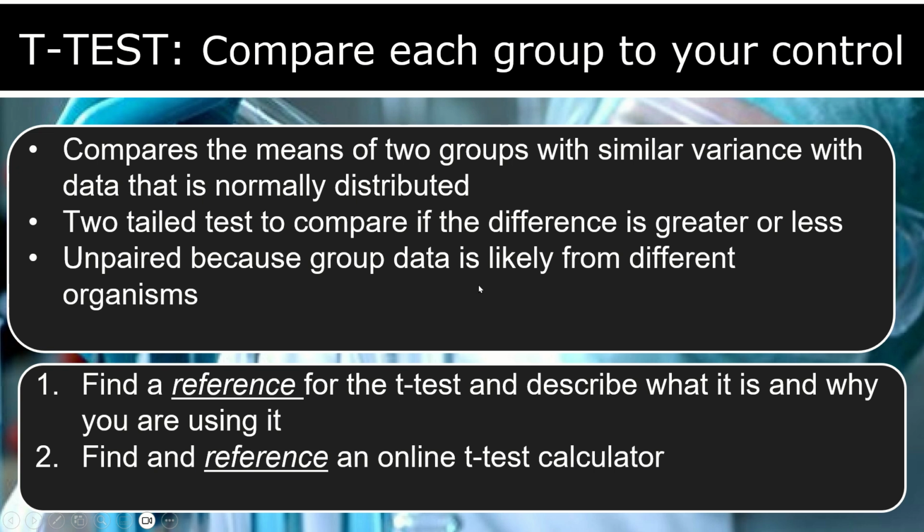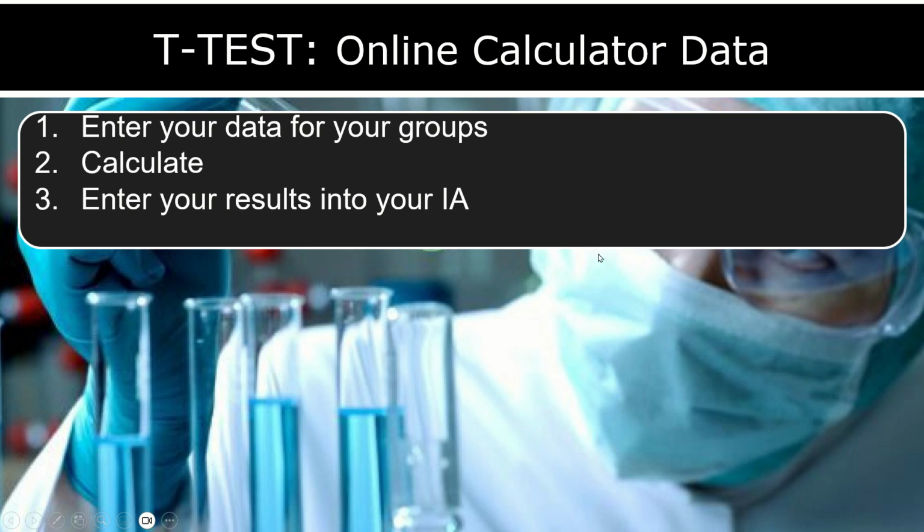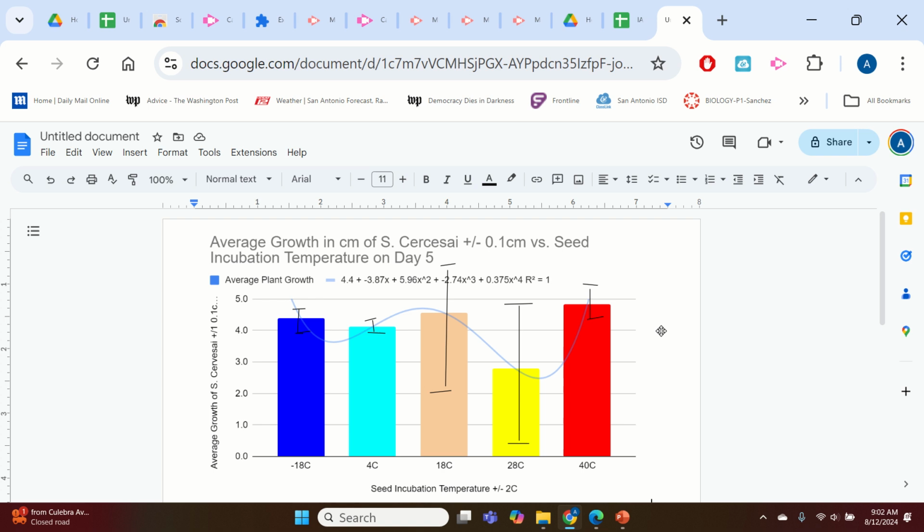In order to do this, you have to find and reference some sort of online t-test calculator. Again, I don't care which one it is, but make sure you add it to your references, unless you want to do these calculations by hand, and I don't think that you do. So you're going to look up an online t-test calculator, enter the data for your groups, and then calculate some kind of p-value and report those p-values in your internal assessment. So let's go ahead and look at what that looks like.